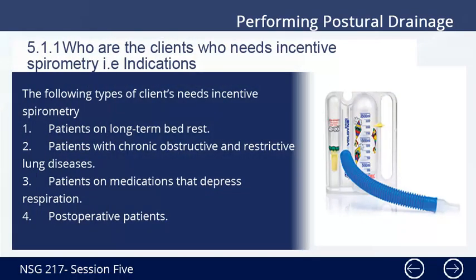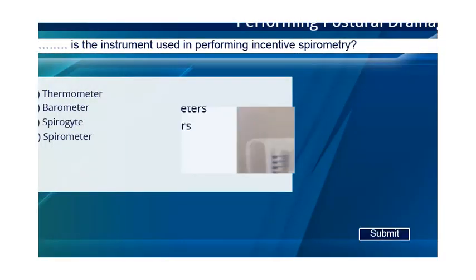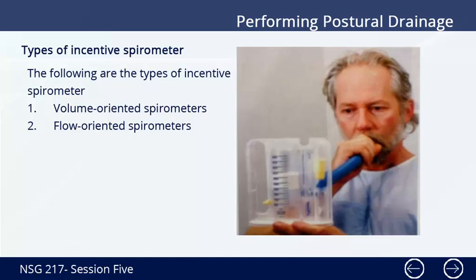Who are the clients who need incentive spirometry? That is, indication. The following types of clients need incentive spirometry. 1. Patient on long-term bed rest. 2. Patient with chronic obstructive and restrictive lung diseases. 3. Patient on medications that depress respiration. And lastly, post-operative patient.